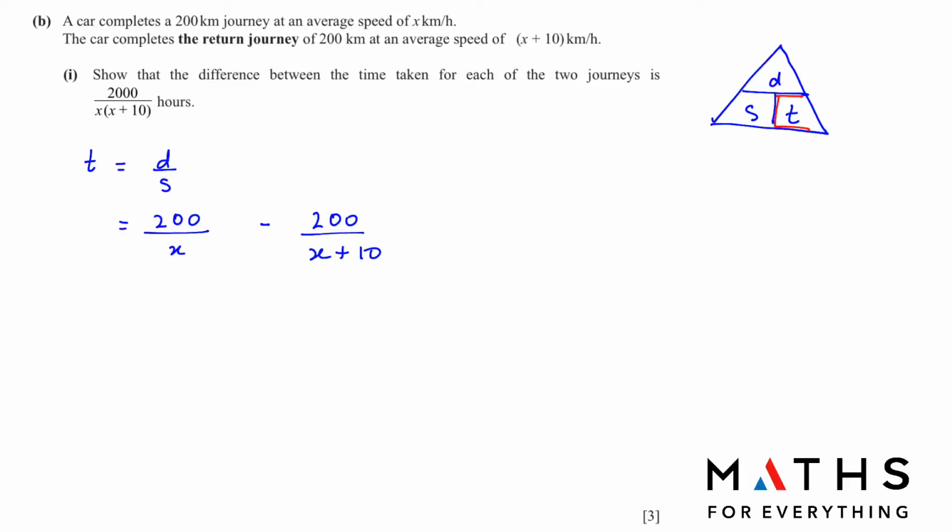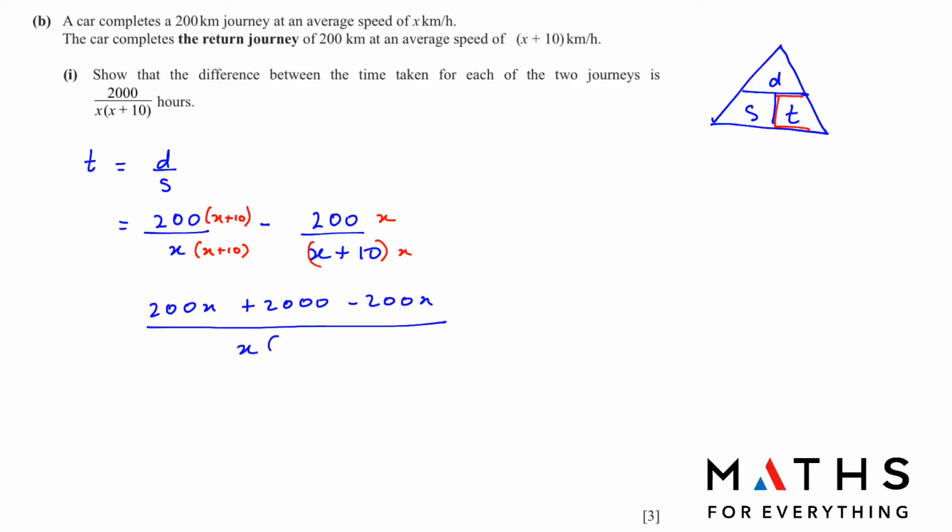Now the method which we use in normal fractions to make the denominator the same is that we are going to multiply this with x plus 10, and here we are going to multiply by x. When we expand the bracket, we'll get 200x plus 2000 minus 200x over x plus 10. This will get cancelled and we are left with 2000 over x plus 10.